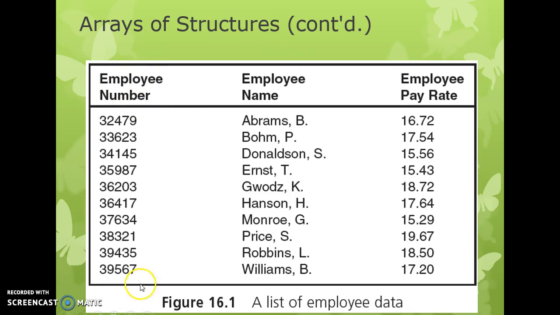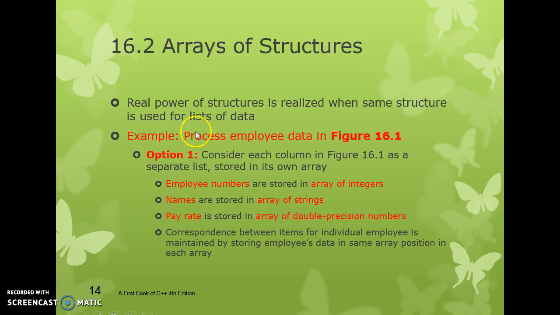The first column is talking about the employee number. The second column displays the employee name. And finally, the third column is the employee pay rate. So how are we going to design or write the syntax and structure for this? You have a few options. The first one: consider each column as a separate list stored in its own array.